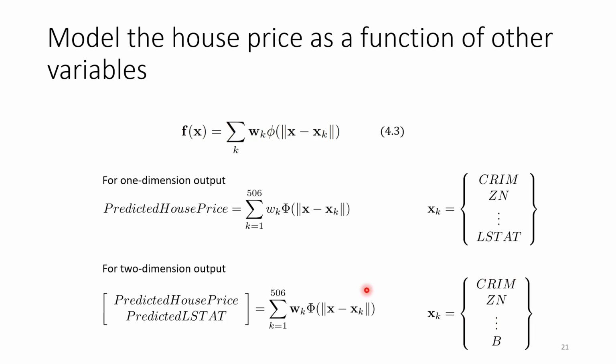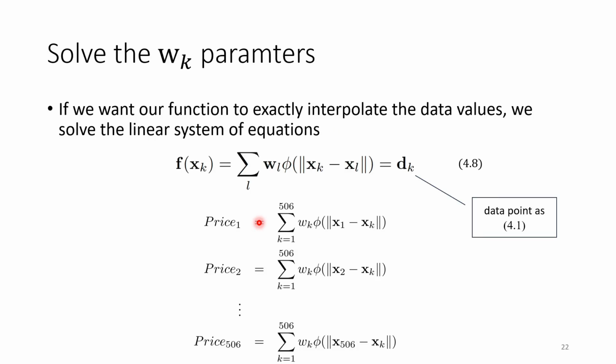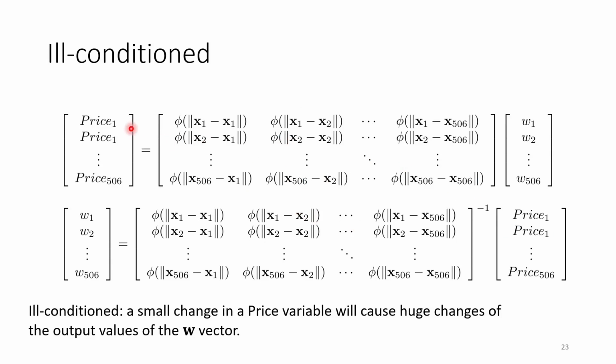Okay, the next problem: how do we solve for Wk? Say there are 506 equations. Let's write it in another form like this. So price 1, price 2, to price 506, and each of them is equal to a linear combination of the weights wk, because we can calculate those radial basis function values independently. And finally, we will get an equation like this one.